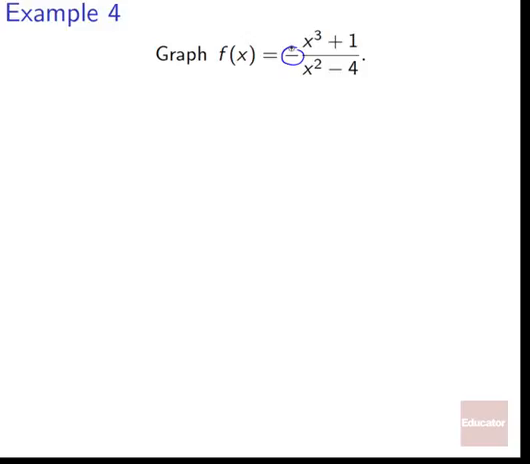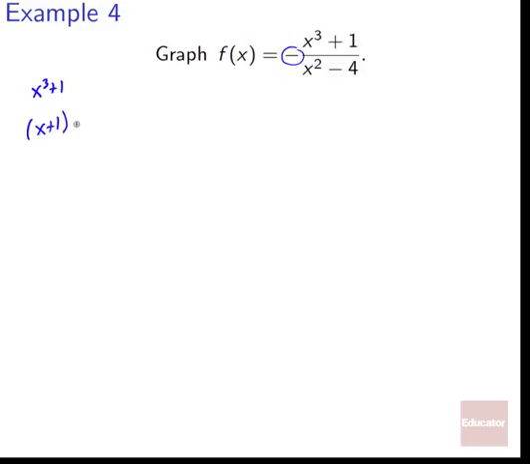So first thing, we want to break this into factors because that's normally our first step. So how can we factor the top? Well, x cubed plus 1, how can we break that down? Well, if we plug in negative 1, that's going to turn to 0. So we know that x plus 1 has to be a factor.